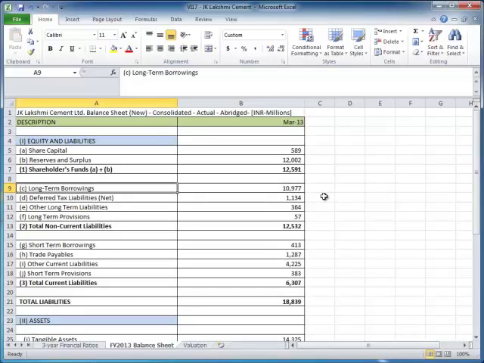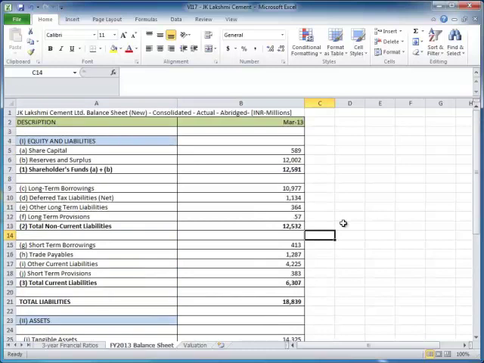So non-current liabilities, we have long-term borrowings. This comprises most of it, and this is essentially the debt of the company. We have deferred tax liabilities, other long-term liabilities, and then long-term provisions. And this gives us total non-current liabilities of 12,532.